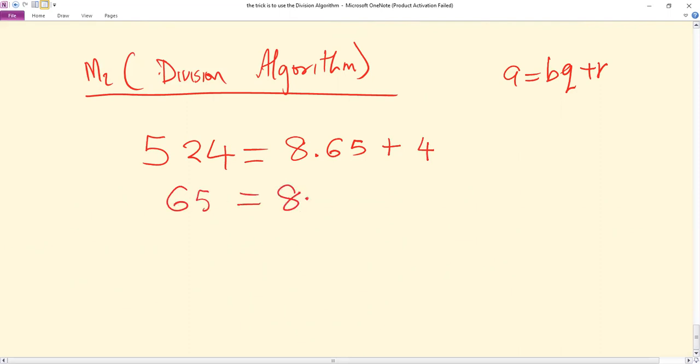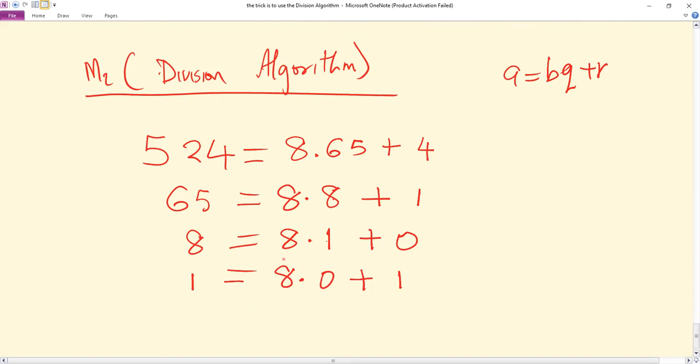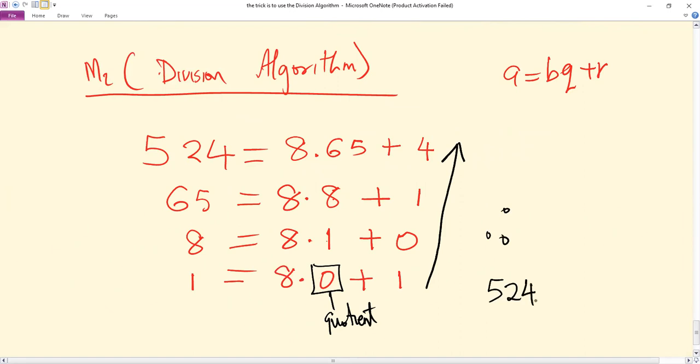The divisor remains 8. 8 divides 65, 8 times. The remainder is 1. Then bring this 8 here. 8 divides 8, 1 time, and the remainder is 0. Then bring this 1 here. 8 divides 1, 0 times, and the remainder is 1. Because at this stage we have a 0 quotient, we stop and write these remainders in the reverse order. Therefore 524 base 10 is the same as 1014 base 8.